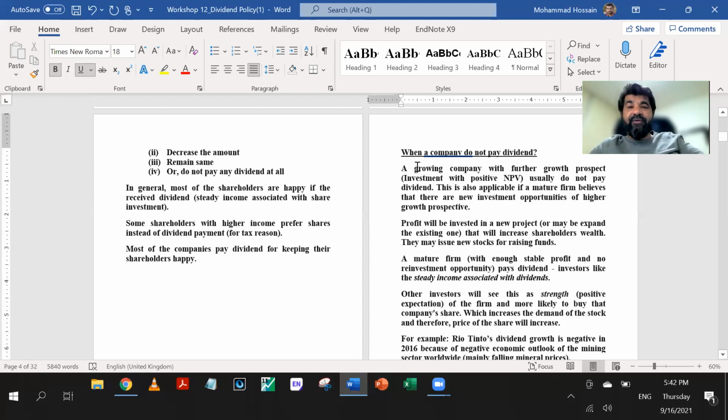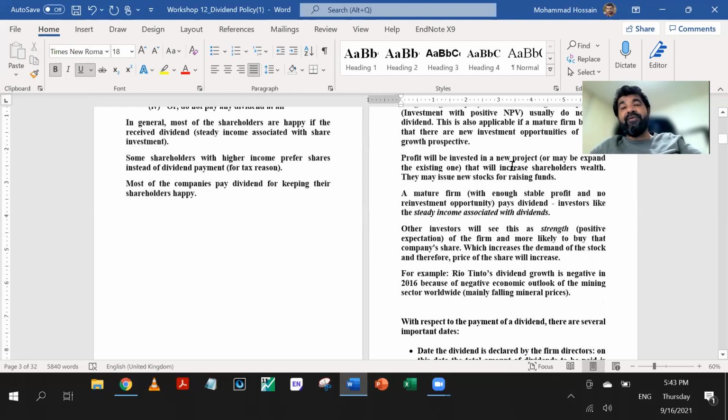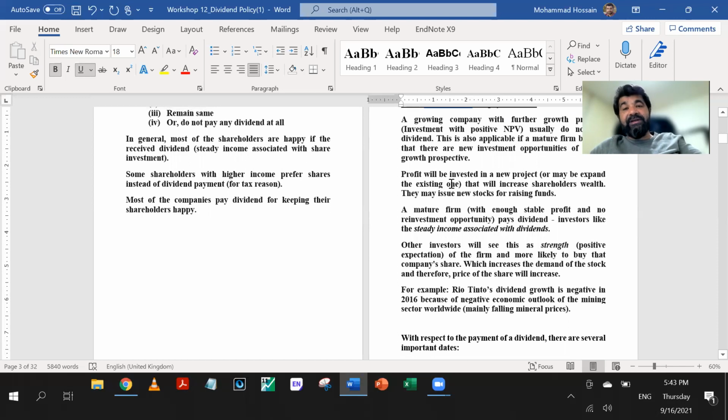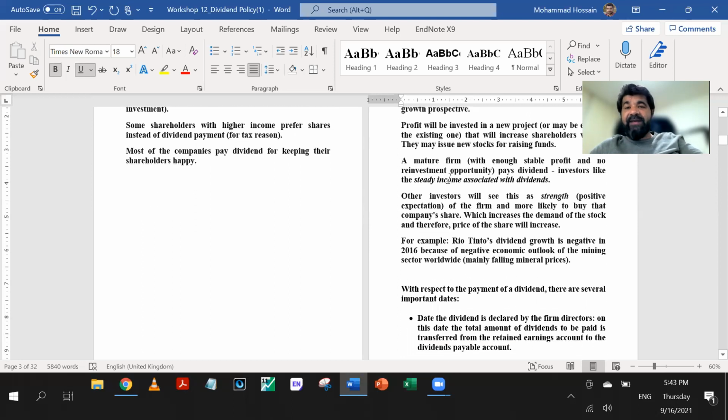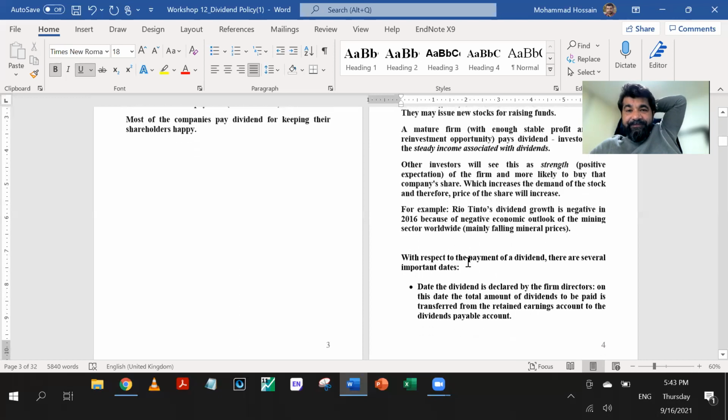A growing company with further growth prospects usually does not pay dividends. They have a better prospect. This is also applicable if a mature firm believes there are new investment opportunities with higher growth prospects. They will not pay dividends. The profit will be invested in a new project, like I said just now. They can decide to invest the profit into new ventures. There can be many reasons for deciding not to pay a dividend. For example, Rio Tinto's dividend growth was negative in 2016 because of the negative economic outlook of the mining sector worldwide.